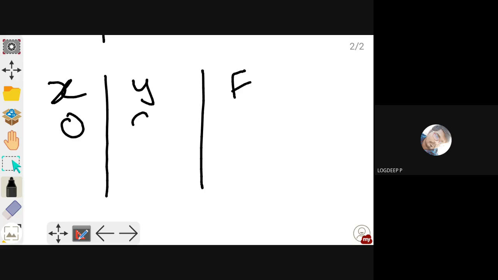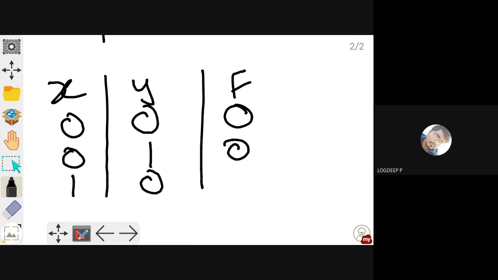So 0, 0. So 0 into 0 will give you 0. And 0, 1. 0 into 1 will give you 0. And 1, 0. 1 into 0 will give you 0. And 1 and 1. 1 into 1 will give you 1. So this is the truth table of the AND operation. So F is equal to X into Y is the AND gate, and this is the truth table of the AND operation. Is it clear?